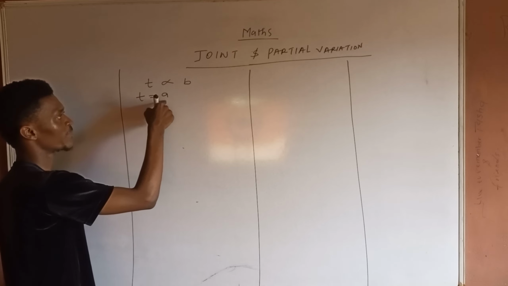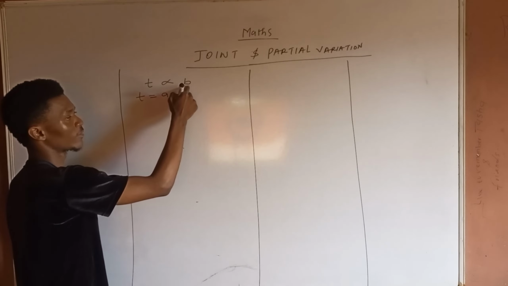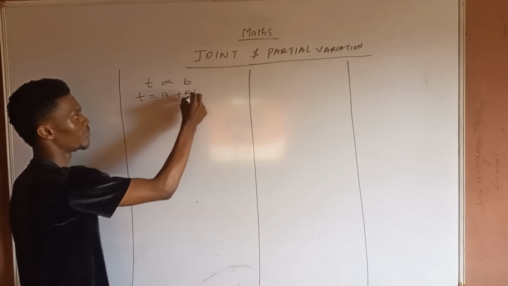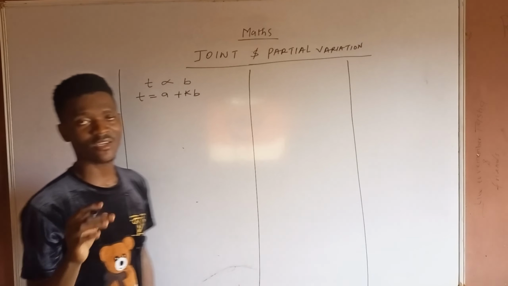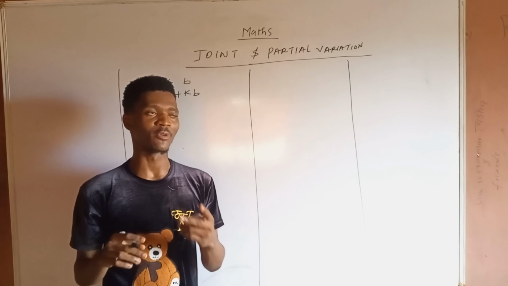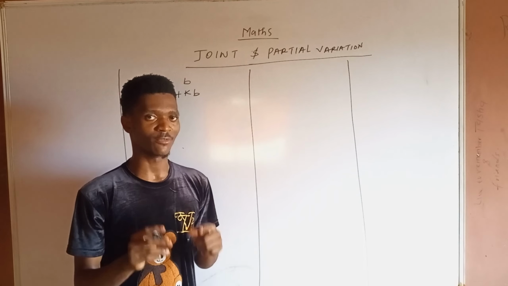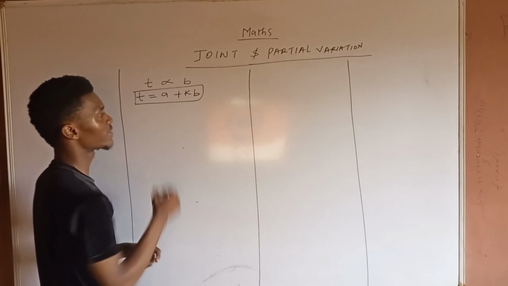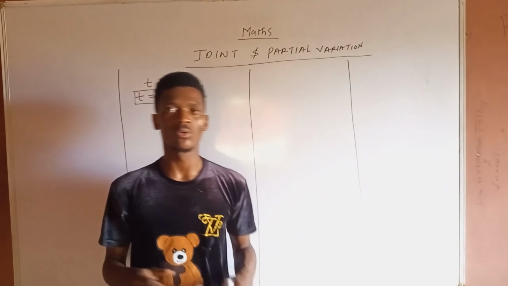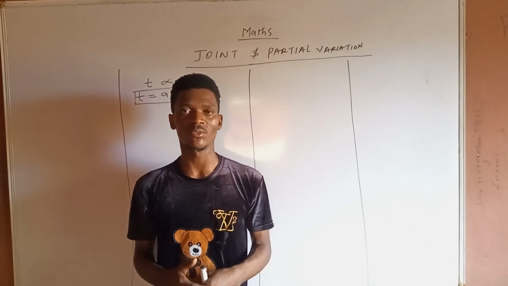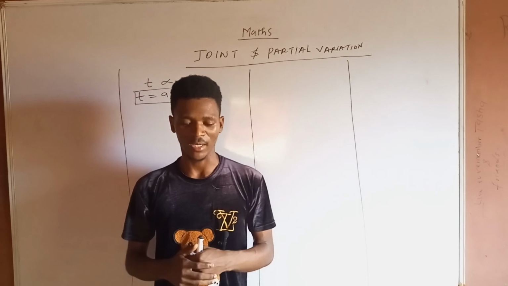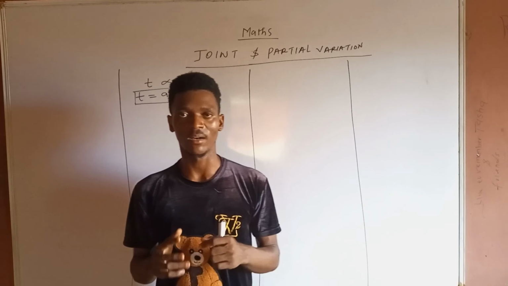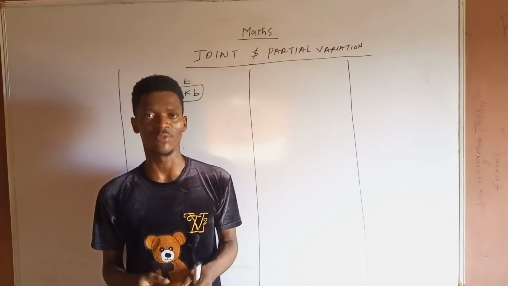That's it. And then in obedience to that statement, it becomes t, which is partly constant, and the introduction of the first constant, and then plus the second constant that is attached to the variable, which is b here, that's kb. So usually in partial variation, you're having two different constants, all right? So don't forget that. So in this case, this is the expression having the two different constants, all right? So we are going to be looking at questions that are related to partial variation. We'll see two questions so as for you to better understand partial variation.